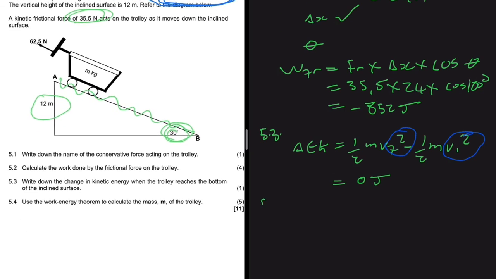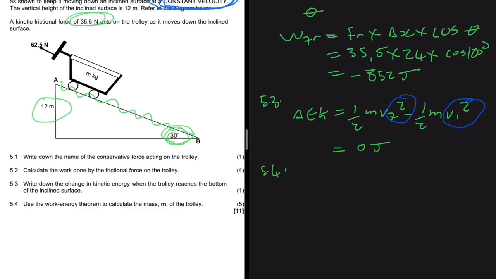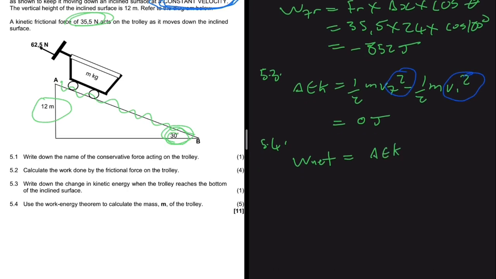And then now we can do 5.4. 5.4 says use the work energy theorem to calculate the mass m of the trolley. Here I'm going to use work net is equals to the change in kinetic energy. The other formula you can use, you can say that the work done by non-conservative forces is equals to the change in the potential energy plus the change in the kinetic energy, right? Maybe this is the formula you might want to try out and see if it also works.